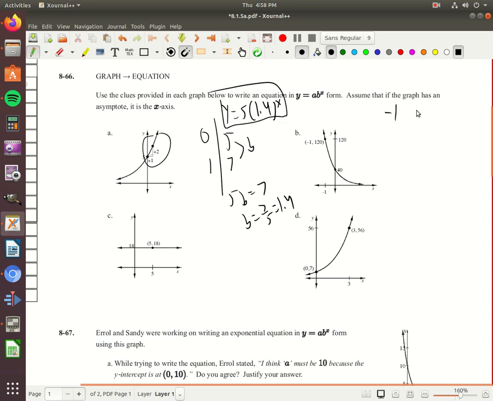So at -1, I have 120. Here I have 0, 40. My multiplier: 120b equals 40. I divide by 120, and obviously I get 1/3, right? Simplifying that, my equation on this one is going to be y equals 40. Don't forget my zero term is 40 times 1/3 to the x.